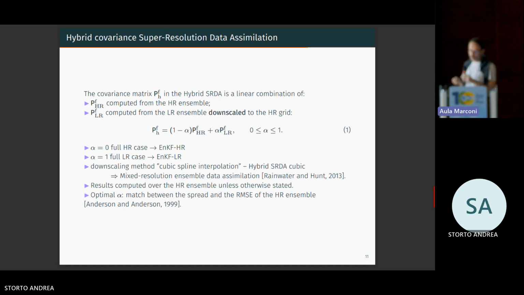In the following, we compute the results over the high resolution ensemble. In this case, the optimal alpha that we use for the hybrid covariance matrix is such that we have a match between the spread of the high resolution ensemble and the RMSE.